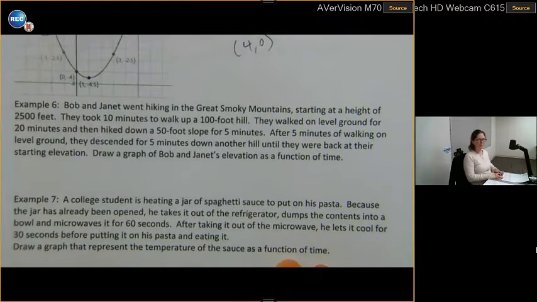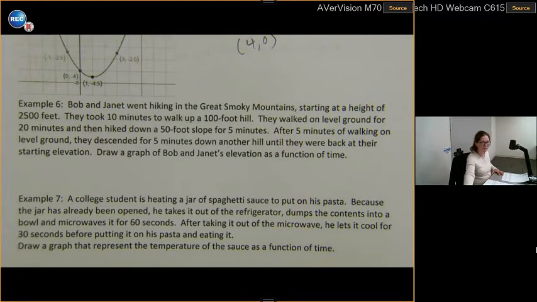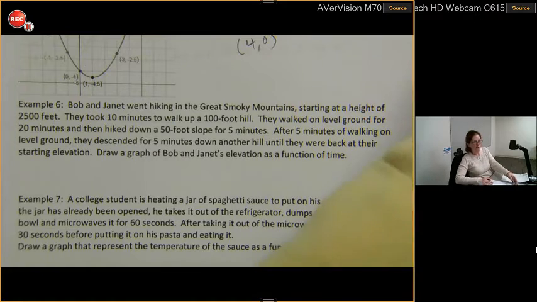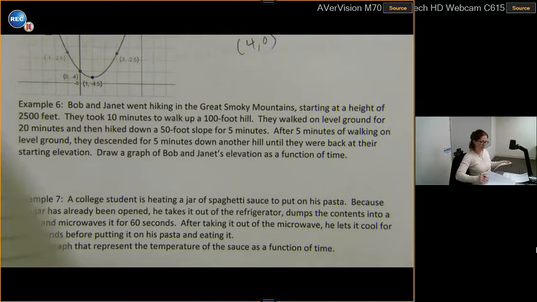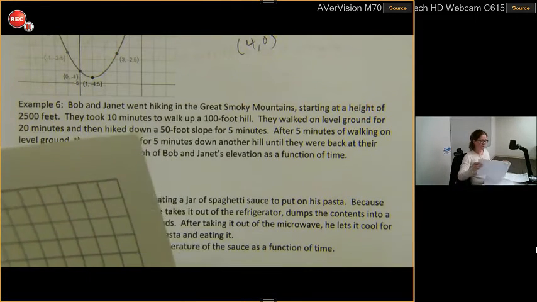All right, example 6. Bob and Janet went hiking in the Great Smoky Mountains, starting at a height of 2,500 feet. They took 10 minutes to walk up a 100-foot hill. They walked on level ground for 20 minutes, then hiked down a 50-foot slope for 5 minutes. After 5 minutes of walking on level ground, they descended for 5 minutes down another hill until they were back at their starting elevation. Draw a graph of their elevation as a function of time.